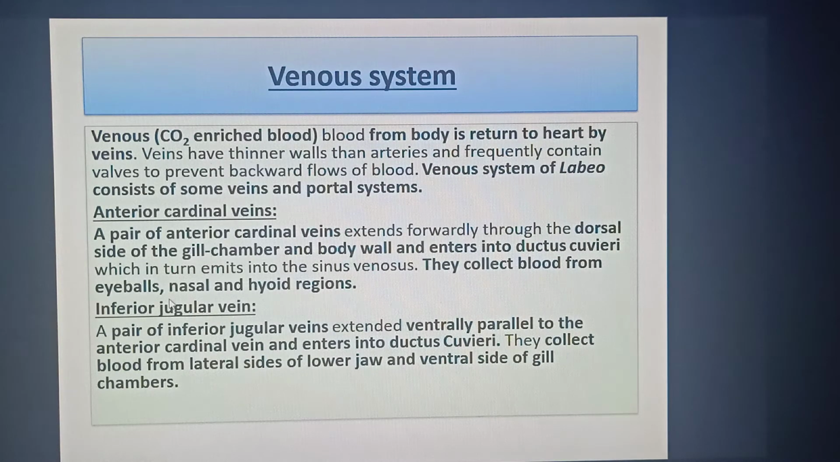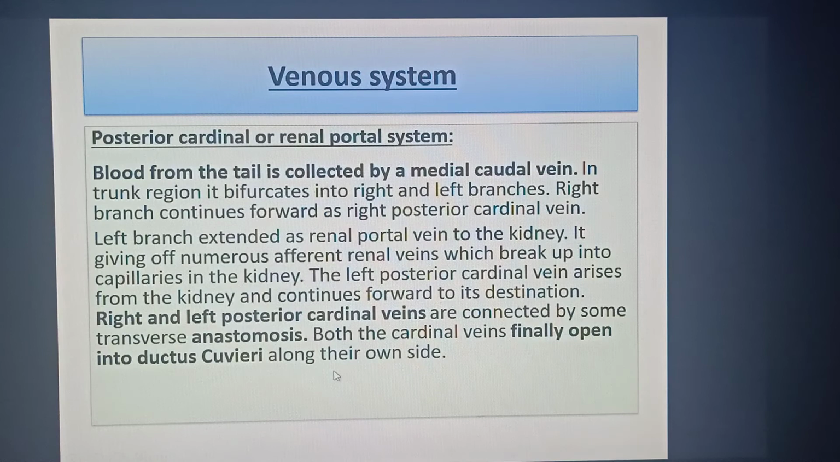Inferior jugular vein is also one pair, like the anterior cardinal vein. A pair of inferior jugular veins extends ventrally, parallel to the anterior cardinal vein, and enters into the main vein, the ductus cuvieri. They collect blood from the lateral side of the lower jaw and ventral side of the gill chambers.